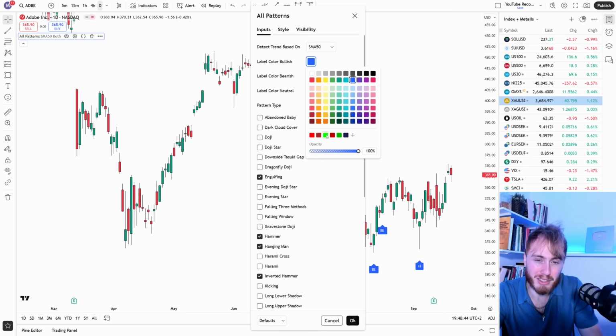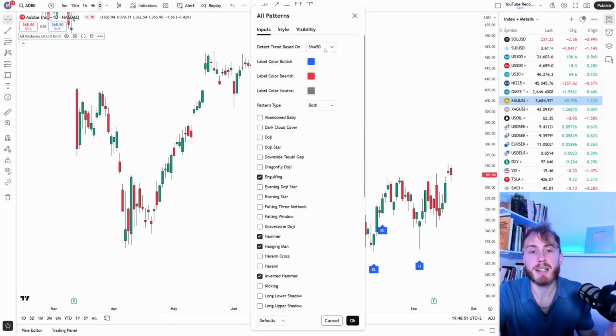The next thing you can change, if you prefer to have the bullish signals as green, you can choose green right here. I'm gonna keep it at blue, to be honest. And one last setting that is pretty important, you can see it says detect trend based on.